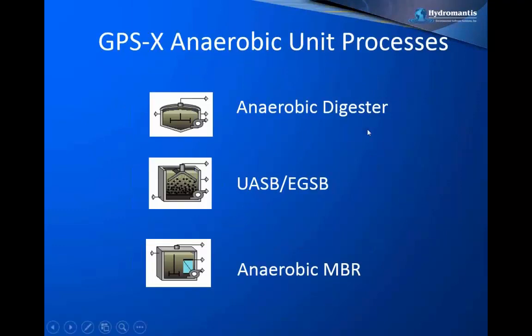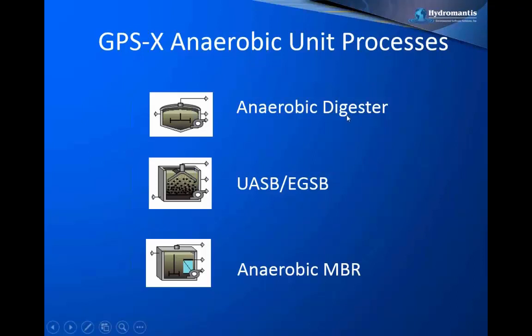We're running a little late here, so just to go through some of the anaerobic unit processes that we have. We have 3 unit processes available to you, which you can use to model anaerobic digestion processes in GPS-X. The first unit process is the anaerobic digester.